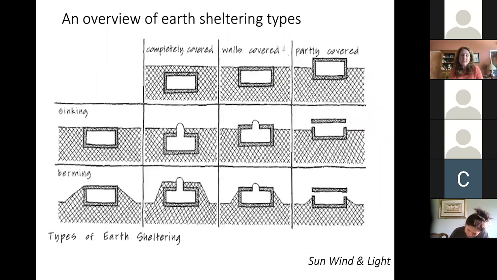This is a diagram from Sun, Wind, and Light, where it shows just these different typologies of earth sheltering, where you're either building directly into the ground or you're building above the ground and then you're berming the earth up around it.